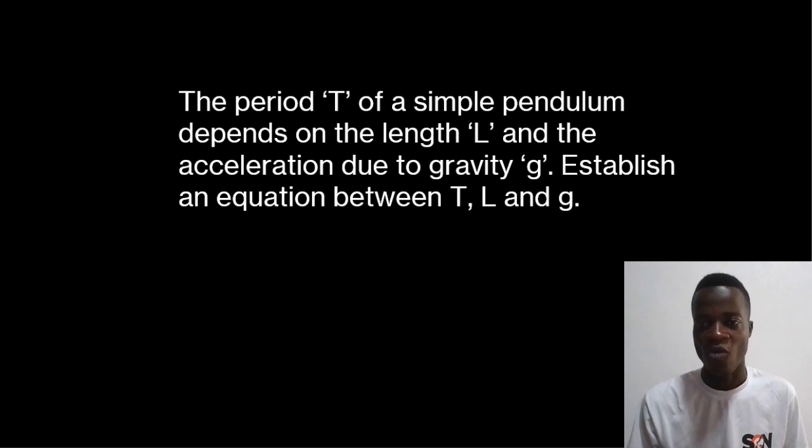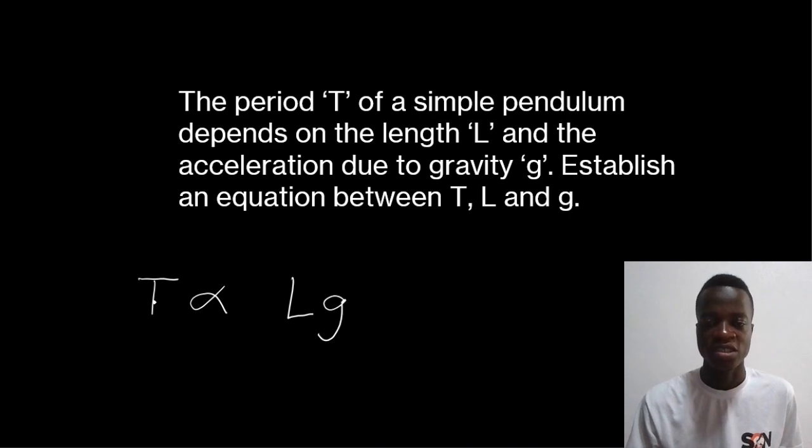The period T of a simple pendulum depends on the length L and the acceleration due to gravity g. Establish an equation between T, L, and g, right? So let's write what the question is. Let's translate that mathematically. They are saying that the period T depends on the length L and the acceleration g.